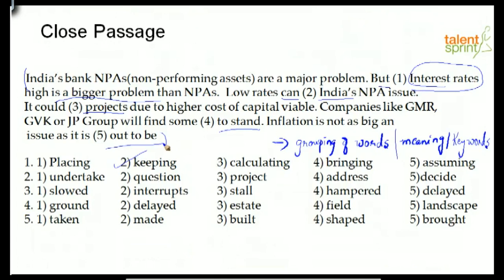So those of you who said option 2, you're correct. Low rates can dash India's NPA issue. So we can use the method of substitution, right?